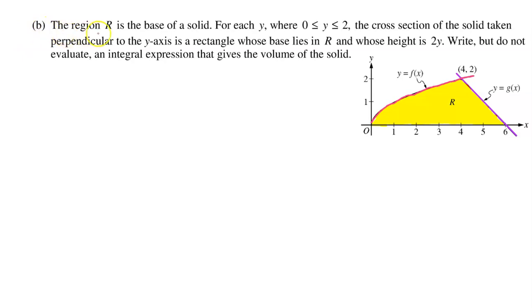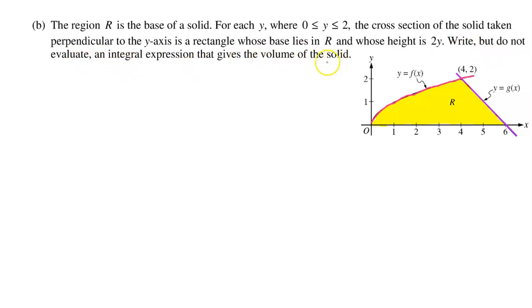Part B, the region R is the base of a solid. For each y, where y is between 0 and 2, the cross-section of the solid taken perpendicular to the y-axis is a rectangle whose base lies in R and whose height is 2y. Write, but do not evaluate, an integral expression that gives the volume of the solid.